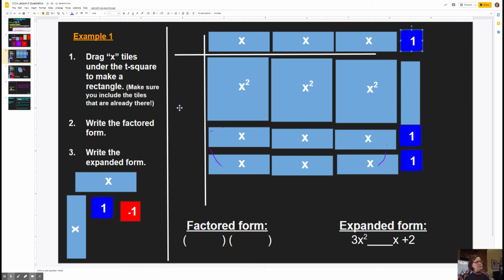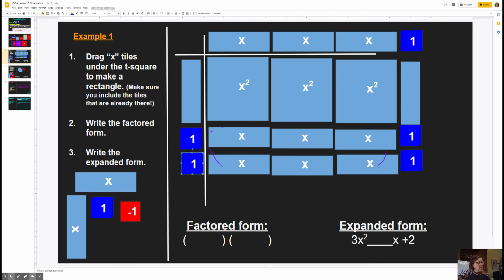And then I'm going to do the same thing along the vertical edge. I know I need an X, and I know I need 2 ones. So notice underneath that grid, that XY table thing, that it makes a rectangle underneath. And then we label the expressions here with tiles.